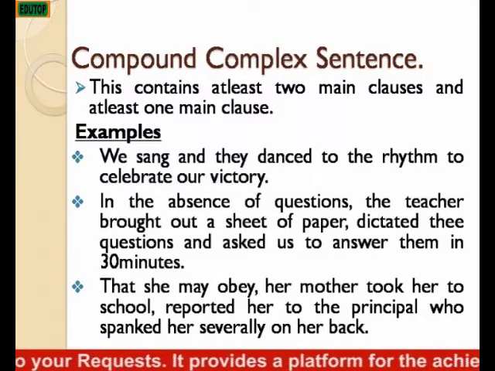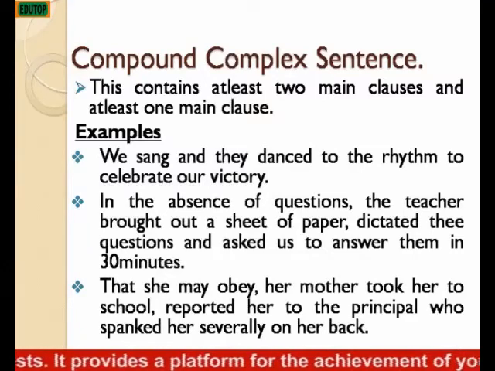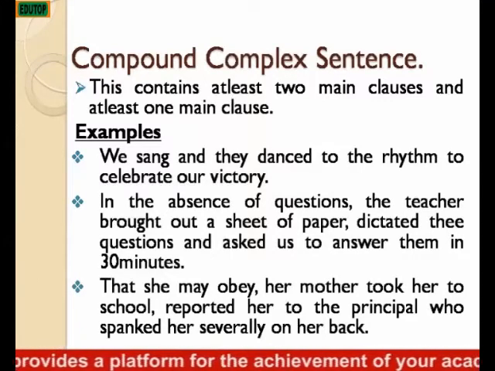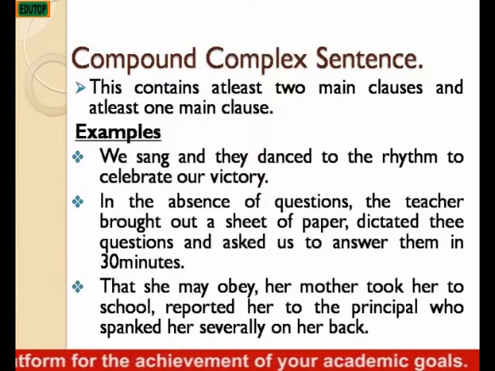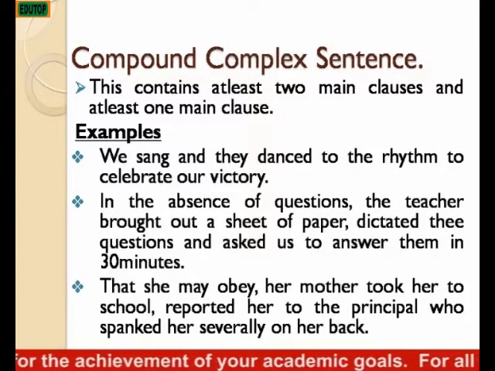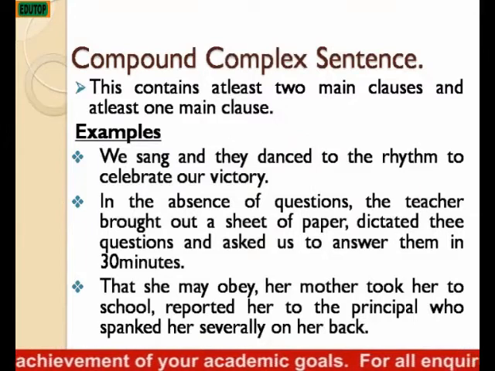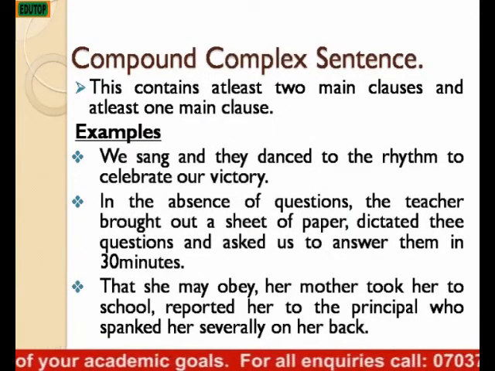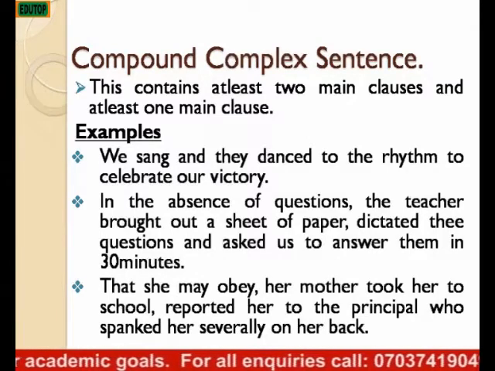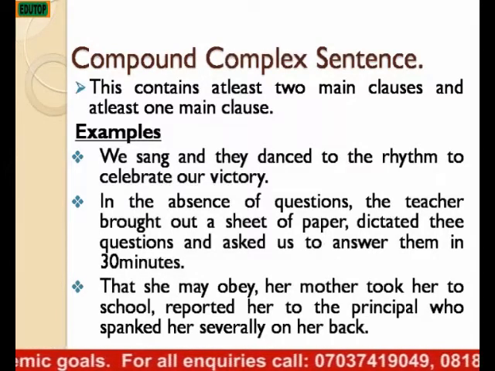Examples: we sang and they danced to the rhythm to celebrate our victory. We have we sang as a main clause, they danced as a main clause, then we have to celebrate our victory as a subordinate clause. So the sentence makes a compound complex sentence.